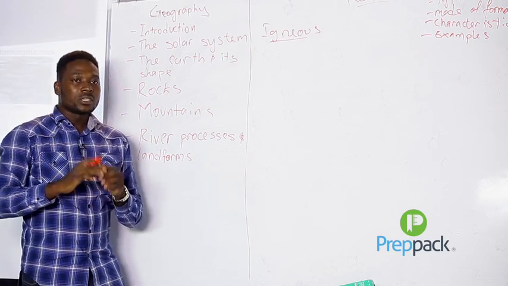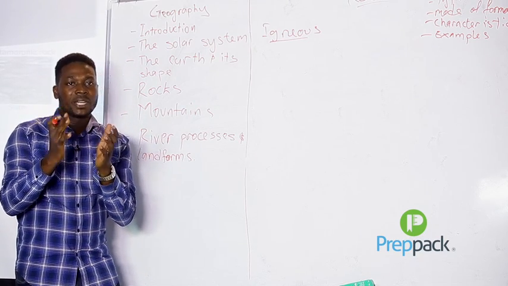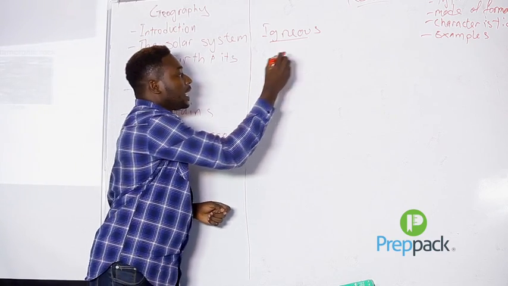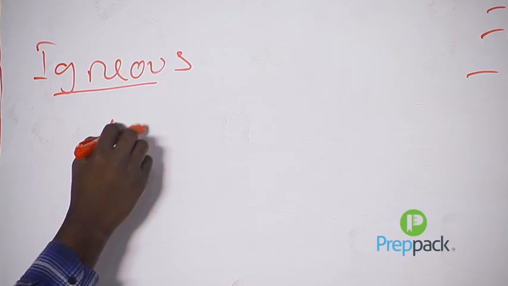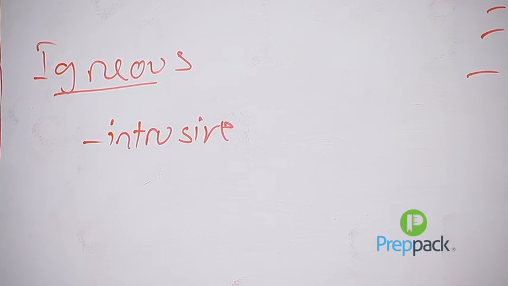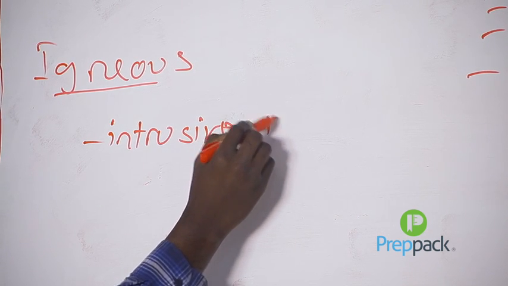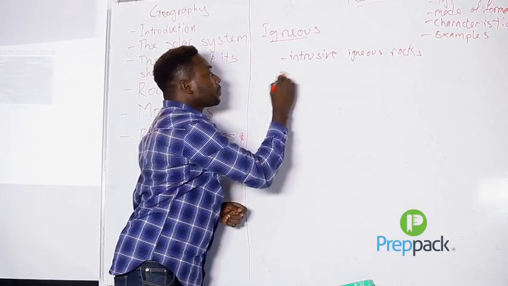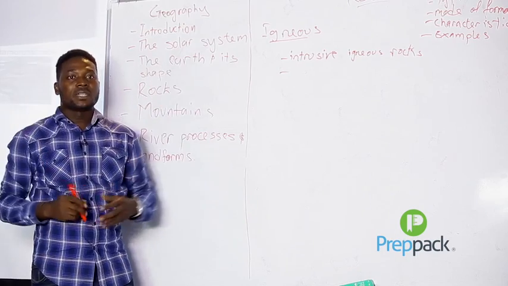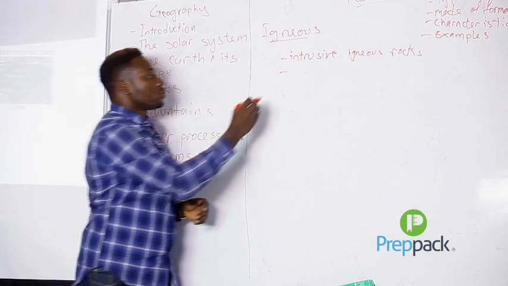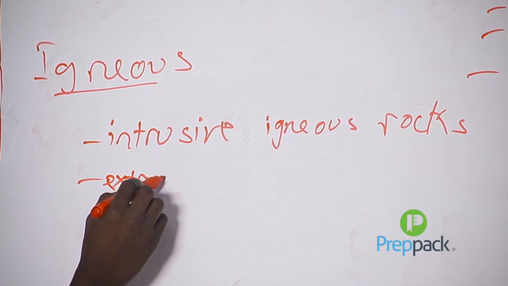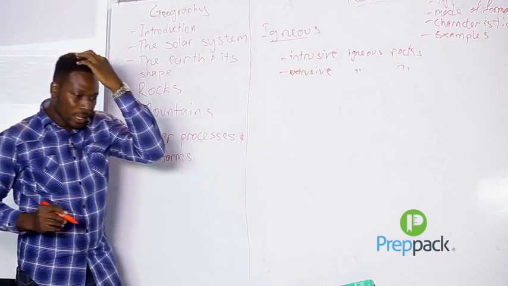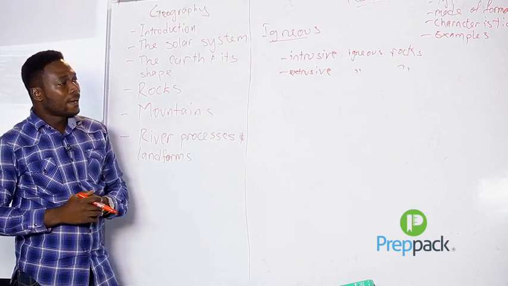Sometimes the solidification takes place before this magma gets to the surface of the earth. And in such cases, we have intrusive igneous rocks. And in other cases, the magma gets quickly to the surface. And in such cases, we have the extrusive igneous rocks.